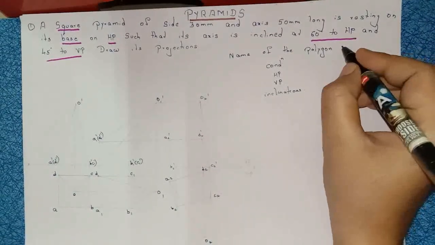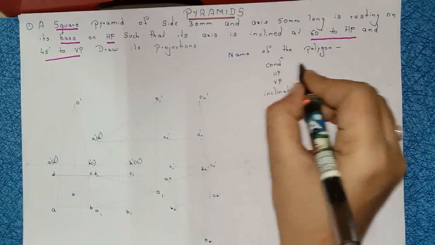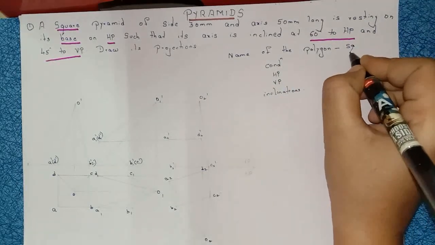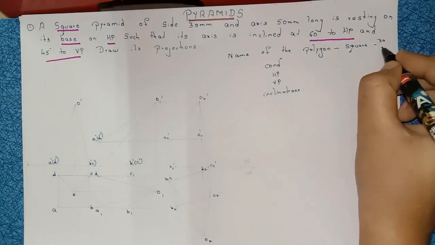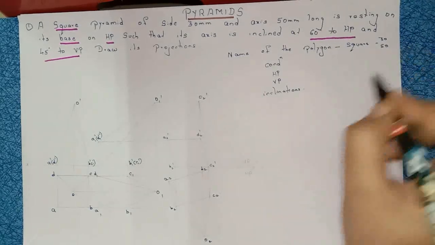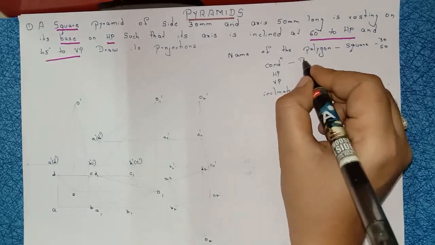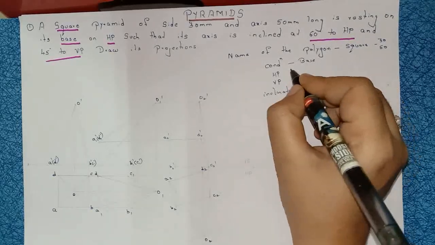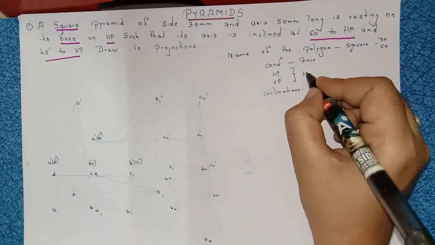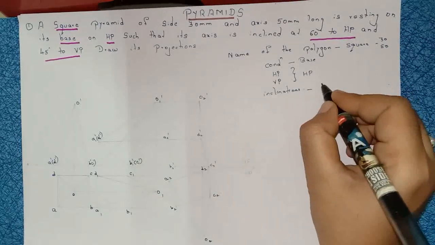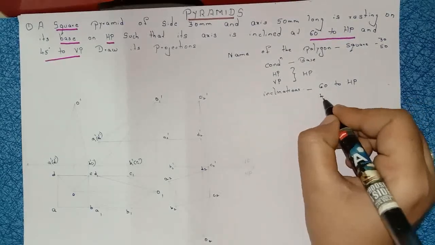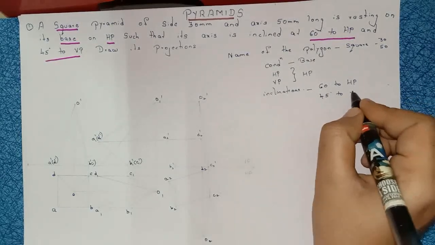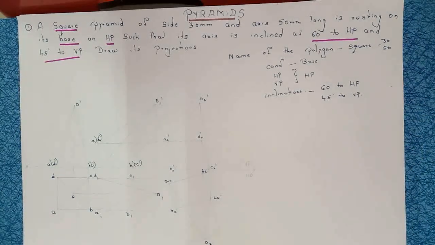Read the question and write down these 4 points. Name of the polygon is square. Length of the square is 30 and axis height is 50. What is the condition? Base. Where do we have to start the problem? On the horizontal plane. What are the inclinations? 60 degrees to HP, 45 degrees to VP.